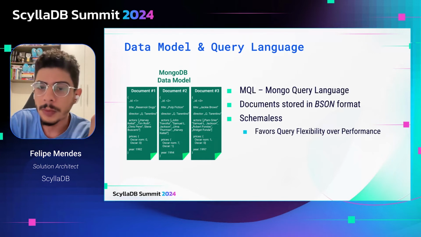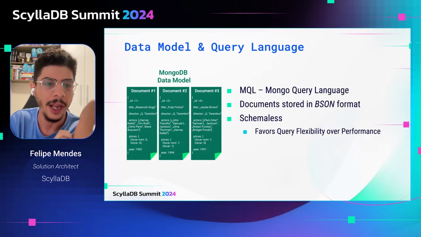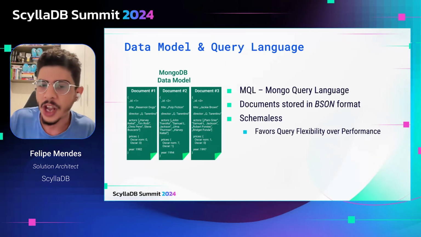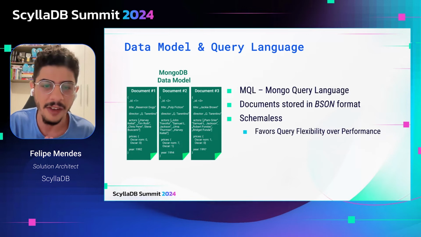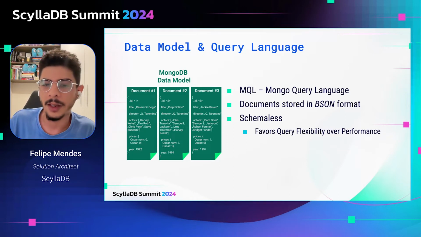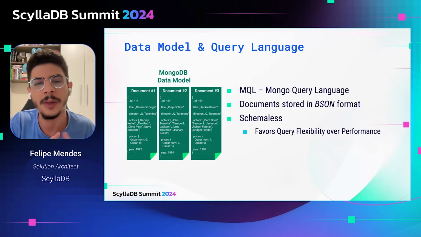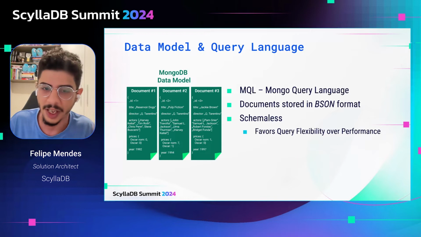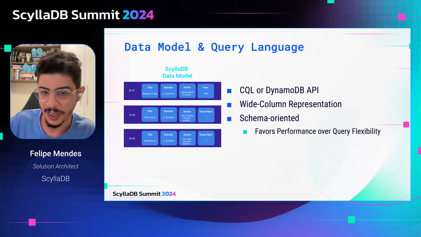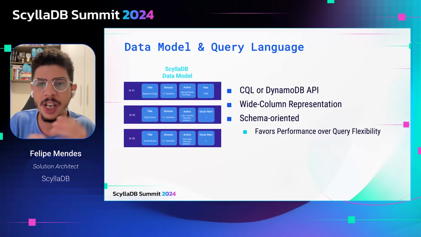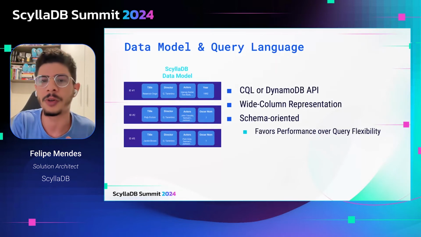And although MongoDB does allow you to create validation rules for certain fields, this feature is entirely optional and not enabled by default. As a result of these decisions, MongoDB's data model and its query language are characterized by favoring query flexibility over performance. Now, compared to MongoDB, ScyllaDB sticks with a totally different approach.